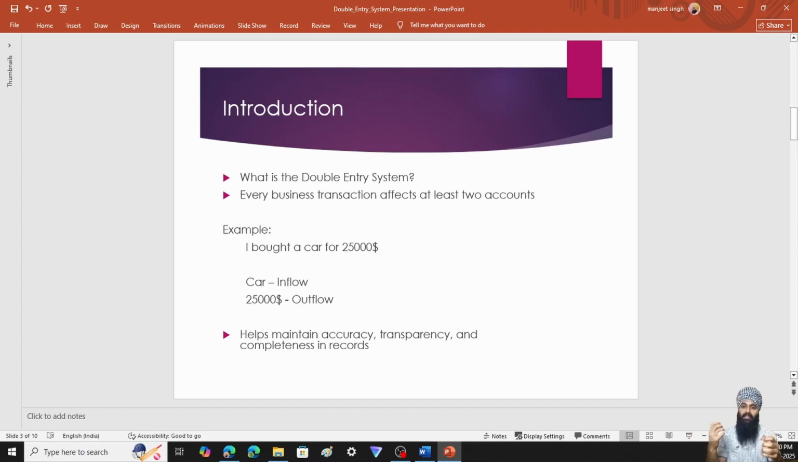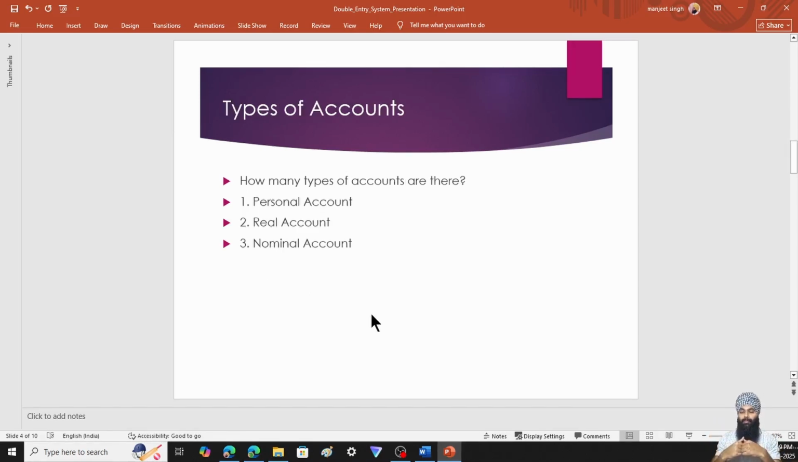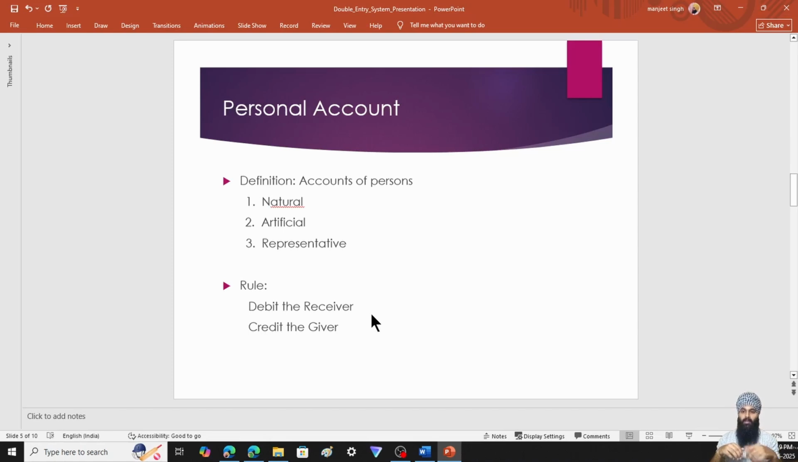We need to understand the types of accounts, their categories and their rules, right? Let's get into the types of accounts. Basically, there are three types of accounts: personal account, real account, and nominal account. What is a personal account? As its name suggests, it is an account of persons. That may be a natural person, an artificial person, or a representative personal account.